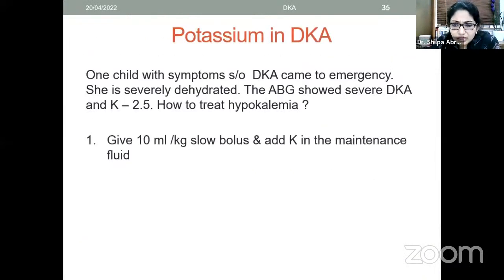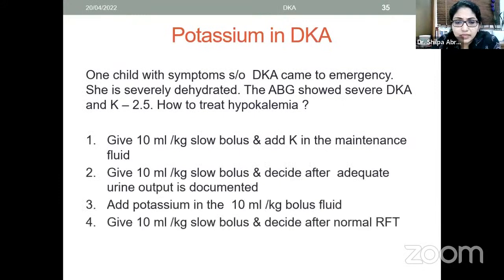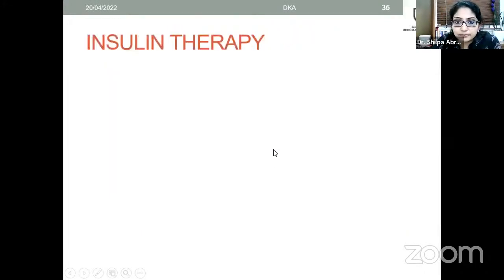So this was a question. I don't think I will ask that now for want of time. If a patient at admission has potassium of 2.5, how do you treat it? First thing that you do is add potassium in your bolus fluid itself, the 10 ml per kg bolus, followed by potassium in your maintenance fluid, and you start insulin only after your potassium is more than 3. So that is about fluid therapy. Fluid and potassium go together, so that's why I said them together. Next we come to insulin therapy.